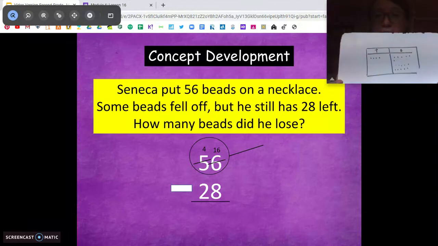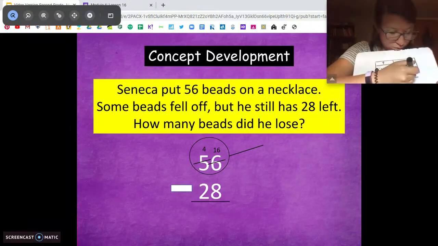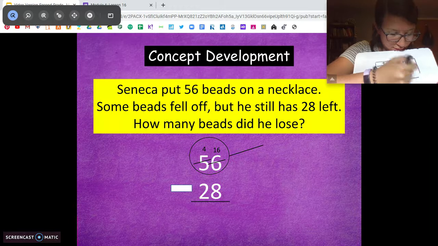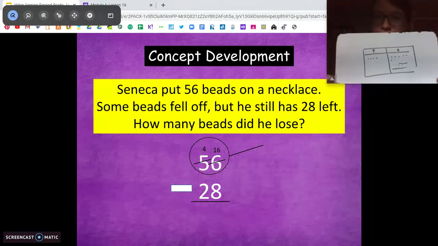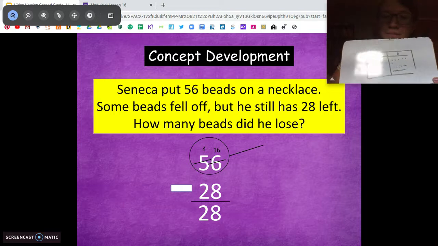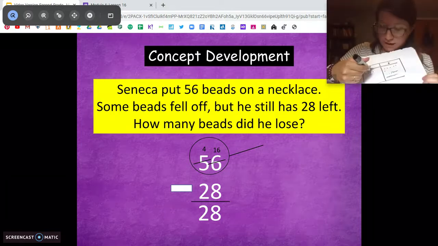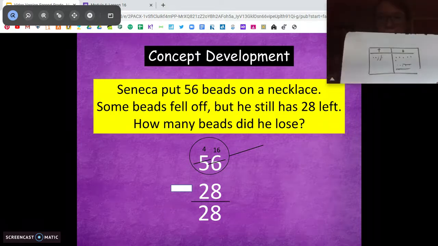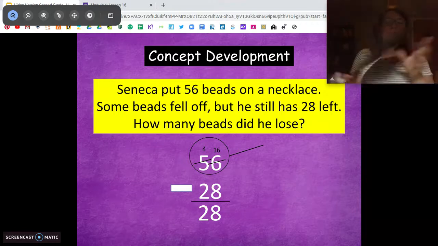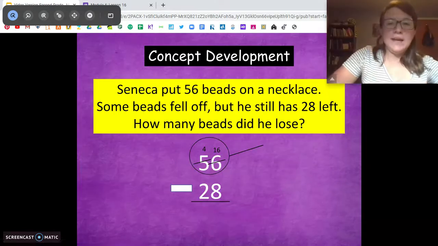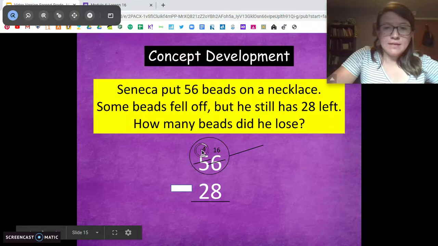Done. Now I can take 8 away. 1, 2, 3, 4, 5, 6, 7, 8. And then how many ones do I have left? Yep, 8 ones. And I want to take away 2 10s, and I have 2 10s left. And when you do that, you're going to create 16 and 4.